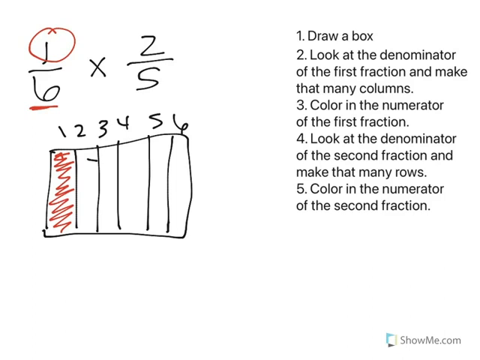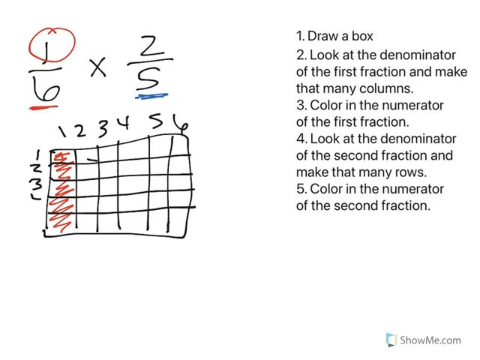Now we're going to look at the denominator of the second fraction, and we're going to make that many rows. So we're going to go 1, 2, 3, 4, and 5. And we're going to color the numerator of the second fraction. So we're going to color in 1 and 2. So going the other way represents 2. So this is 2/5, and this is 1/6 going down.